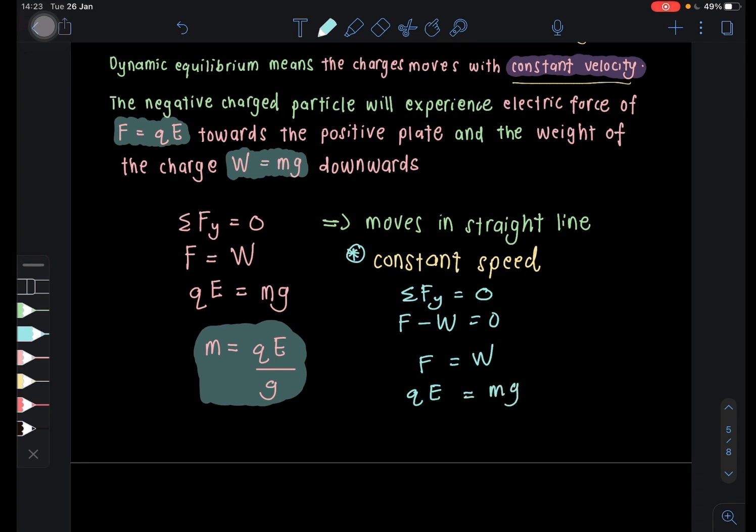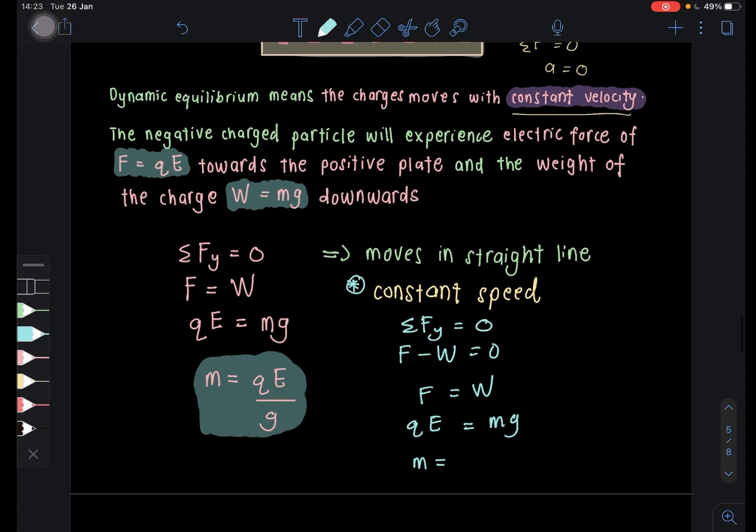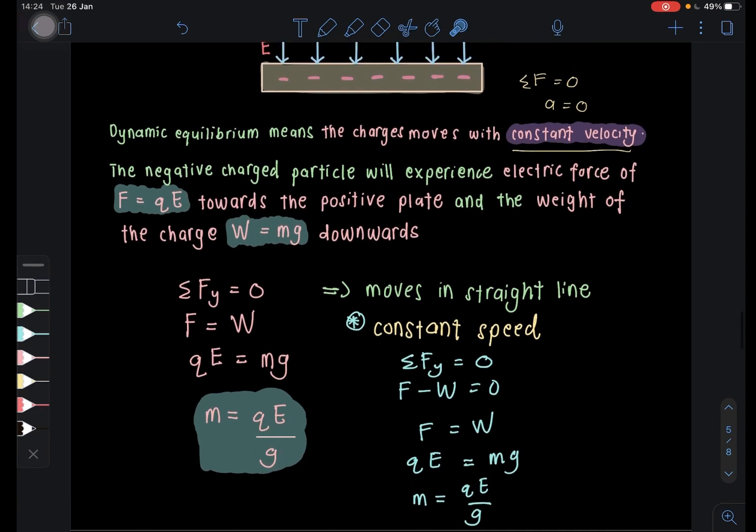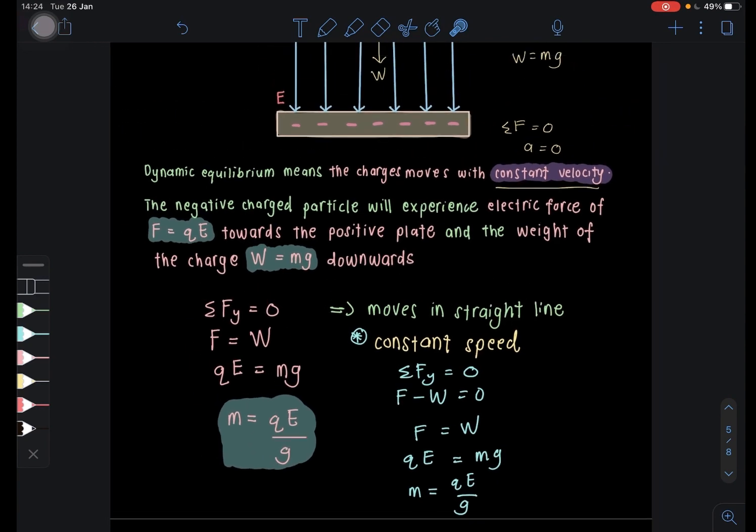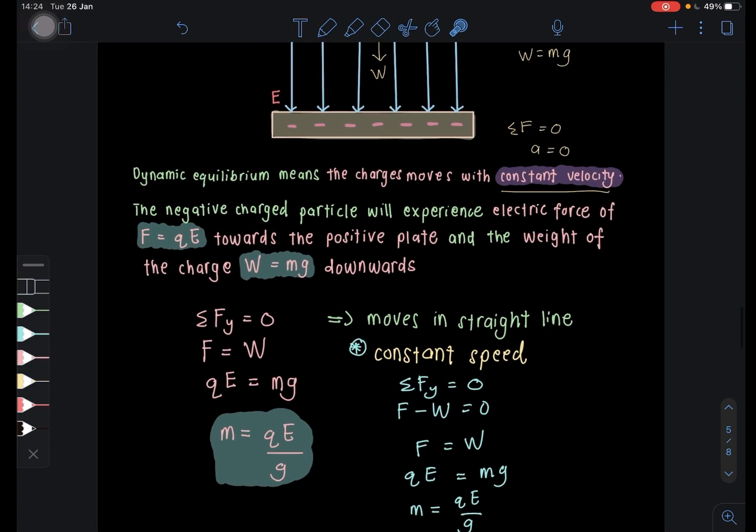So we will get the final formula to get the mass of the charge, which is m is equal to QE divided by g, where g is the value of gravity, as you can see here. Okay, so that is all for the explanation for 1.4.